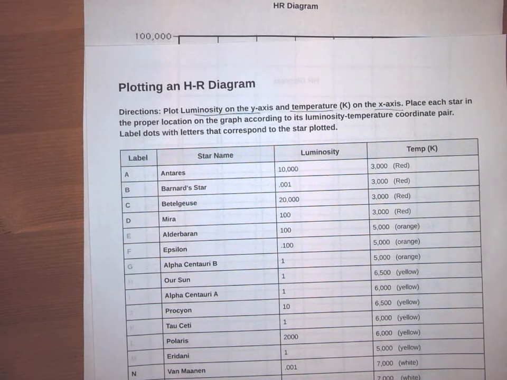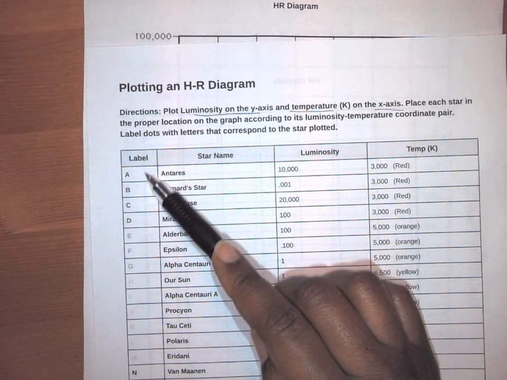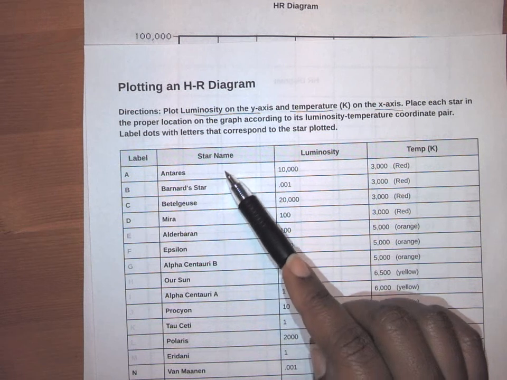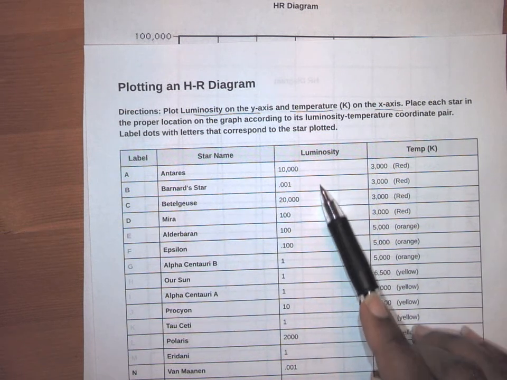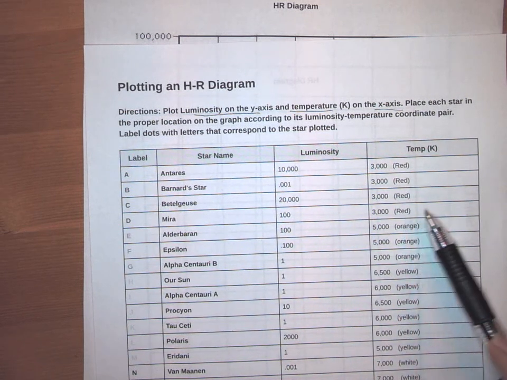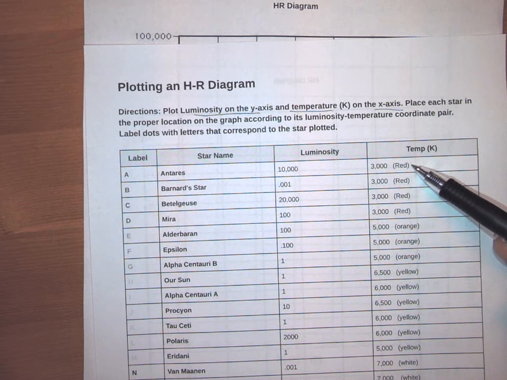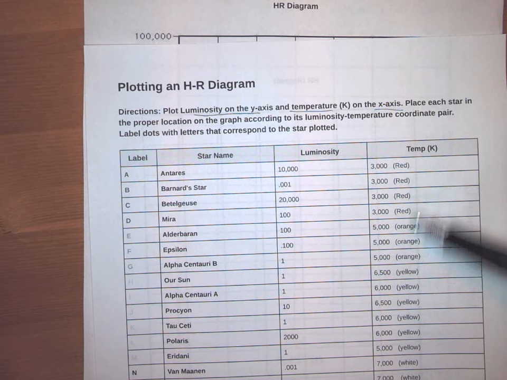You can see on this handout that in the table you have the labels that you're going to use and the names of the stars. You also have the luminosity and temperatures you're going to plot. In addition to the temperature, you can use the colors that are here, red, orange, etc., to color in the dots with colored pencils or highlighters or markers.